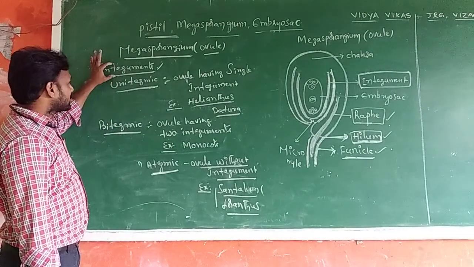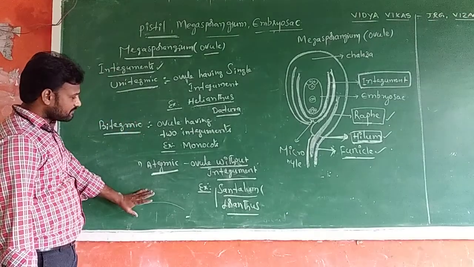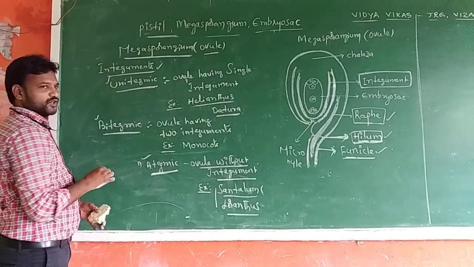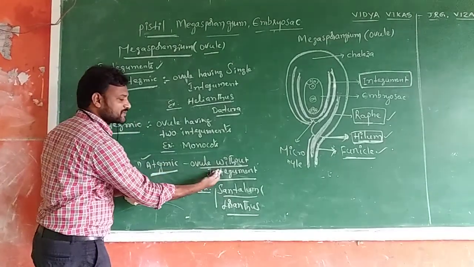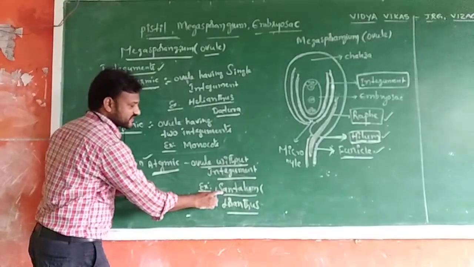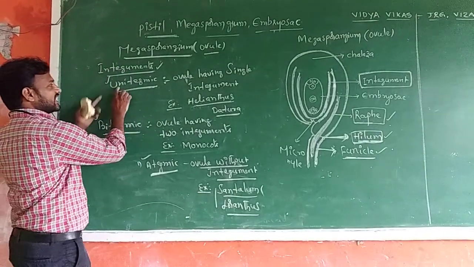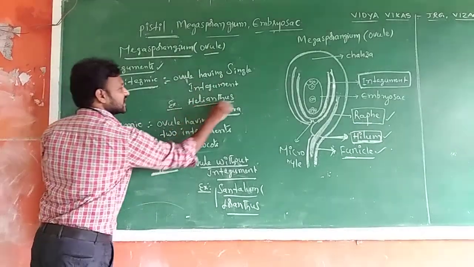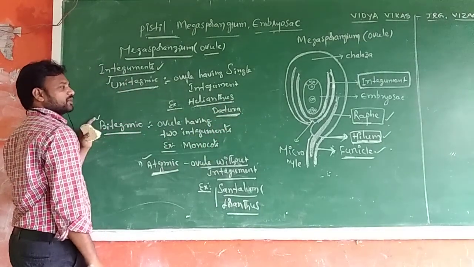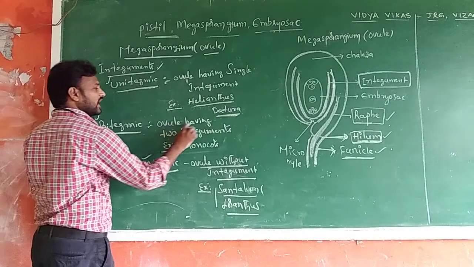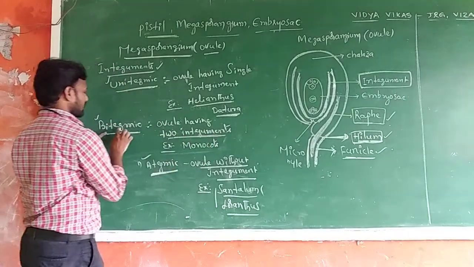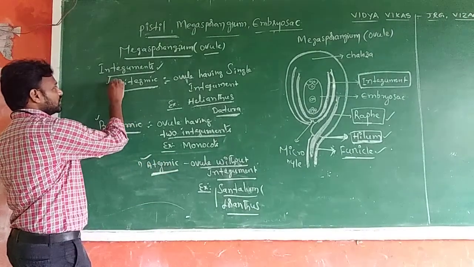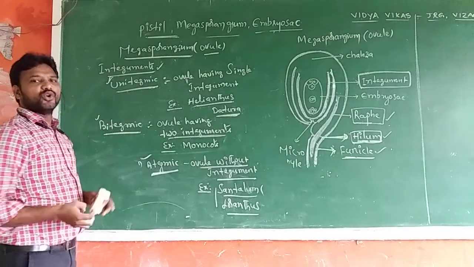Okay, so based on the number of integuments, how many types of ovules are there? Three types: atechnic ovule, unitechnic ovule, bitechnic ovule. Atechnic means integument is absent, ovule without integument. Example: Santalum and Loranthus. Unitechnic, uni means single, ovule having a single integument, that is Helianthus and Datura examples. Another one, bitechnic, ovule having two integuments. Example, monocots. A means absent, uni means single, bi means two integuments.